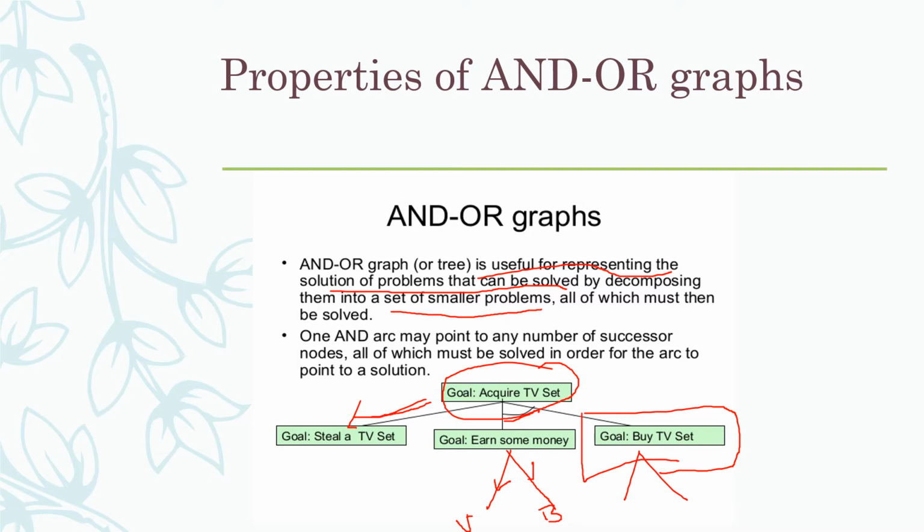And after decomposing, an AND graph may point to any number of successors. Here is 2, but we can add another like this, and all of which must be solved in order for the arc to point a solution. But all these together point to a single solution. So this is the property of AND OR graph.